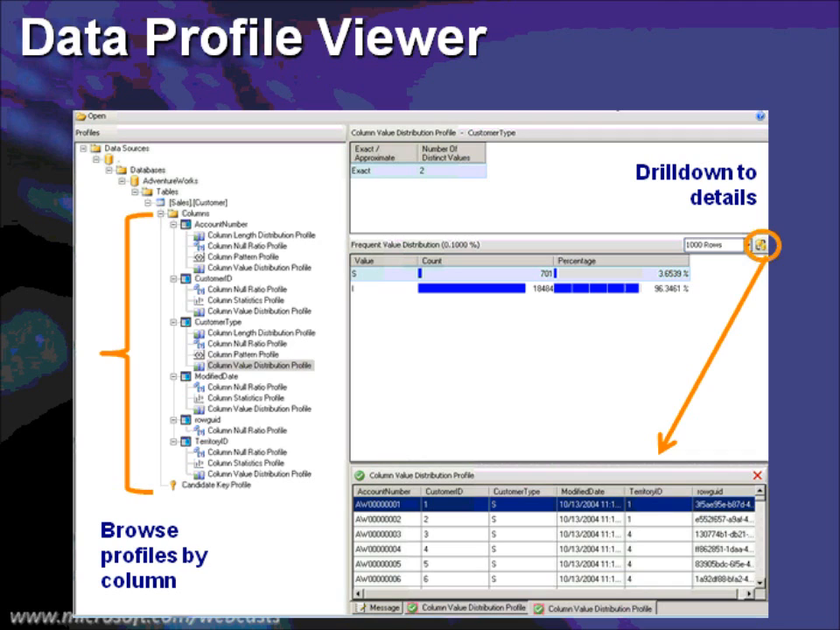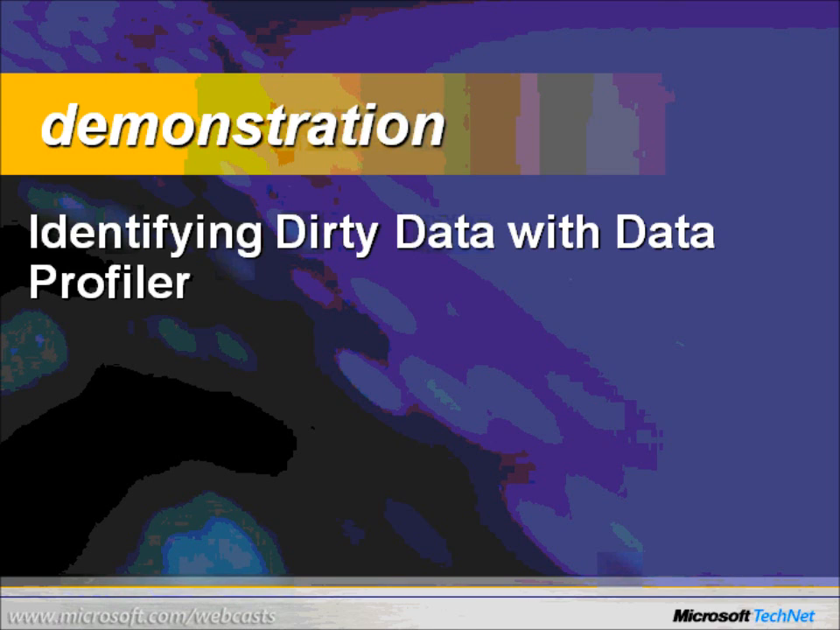Now, another column-based profile type is column null ratio. That profile calculates the percentage of records having a null value in the analyzed column. The profile includes an absolute count as well as a percentage. So you can see there are different ways that we can look at what's going on with the data.